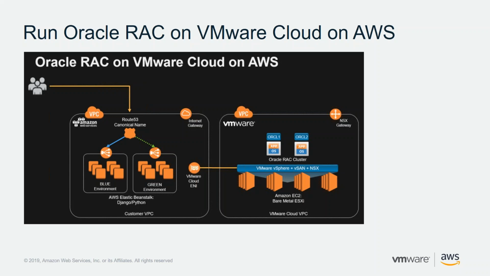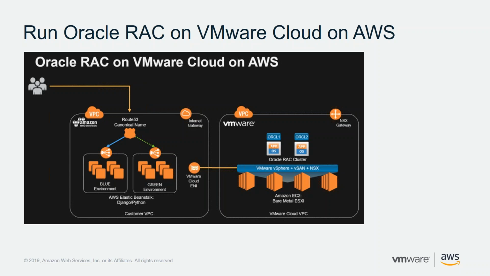Oracle RAC has the following infrastructure requirements that are not directly available in AWS, namely shared high-performance storage accessible from all nodes in the cluster, and secondly, multicast layer 2 networking. VMware vSAN and NSX, deployed into the VMware SDDC cluster, meet those requirements natively, which then makes it a viable option to run Oracle RAC in VMware Cloud on AWS.